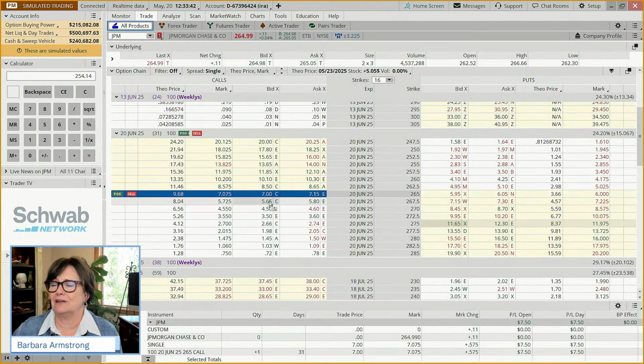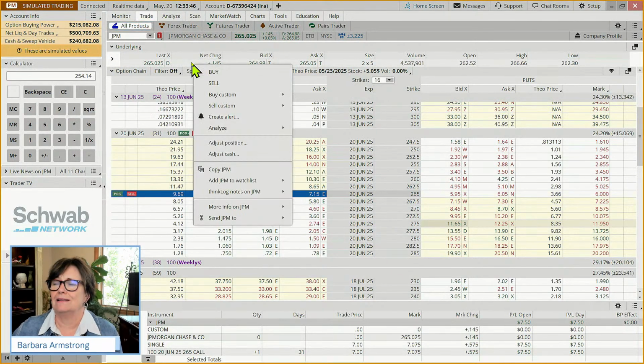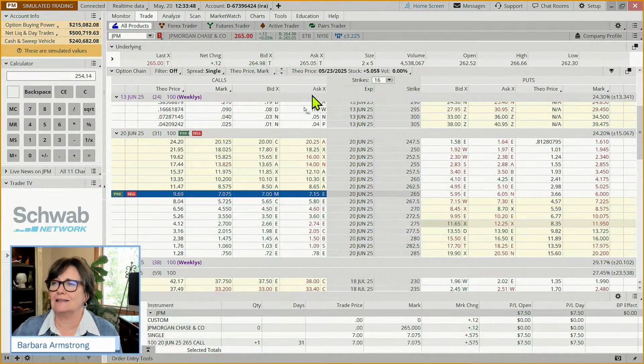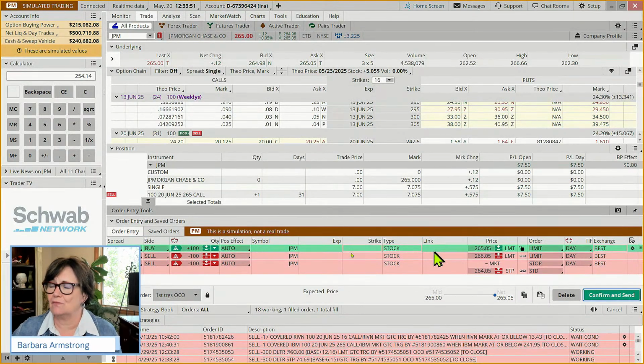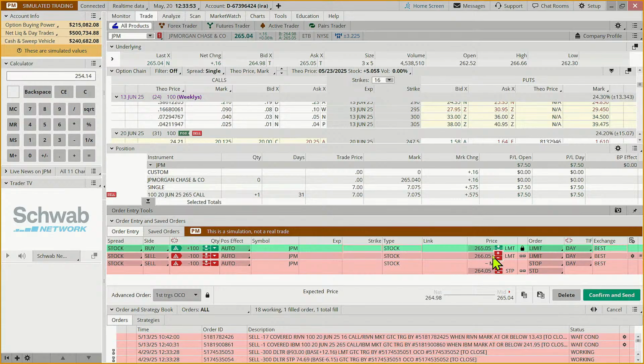So we're going to come down to this line and say, hey, we want to buy custom with that same OCO bracket. We're going to buy 100 shares. Now, you could buy 5 shares or 10 shares also. It doesn't have to be 100. And our target is going to be 282, and our exit is going to be 254.14. And we're going to make both of these good till canceled.